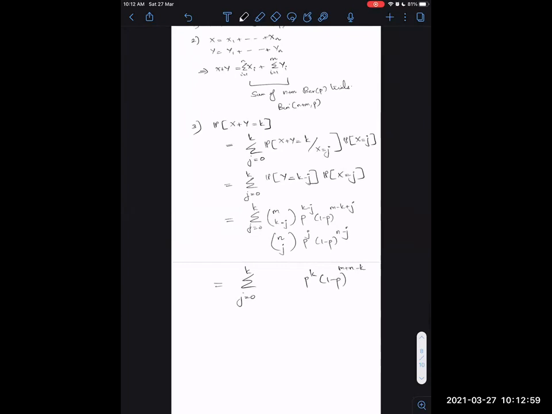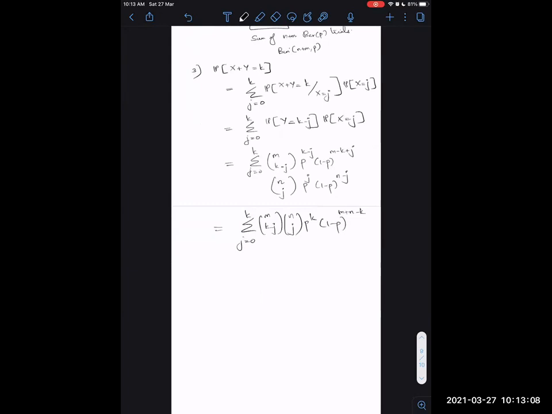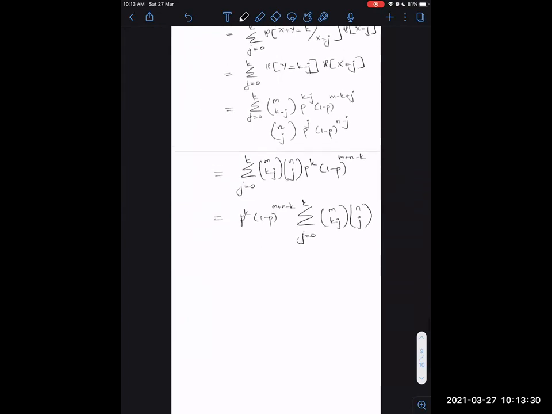And now we have to figure out what this part is. M choose k minus j times n choose j. Okay. So we can take the p terms outside because the summation is only dependent on j. So it's just p to the k, 1 minus p to the m plus n minus k, summation m choose k minus j times n choose j, and j runs from 0 through k. All right.